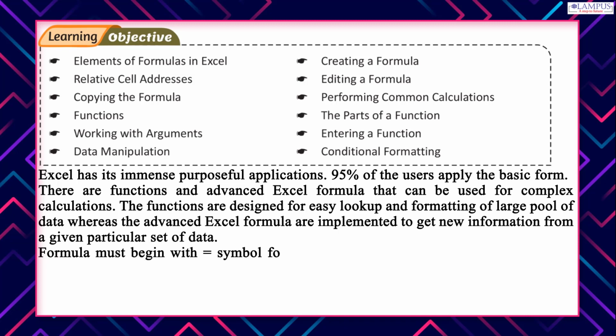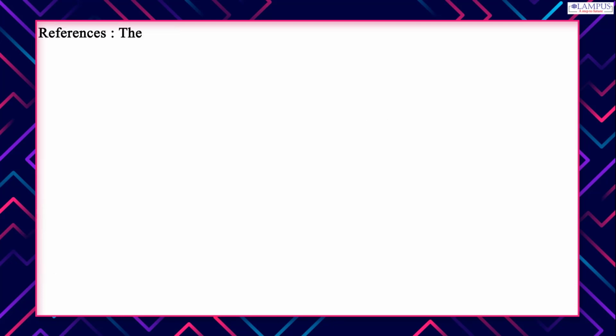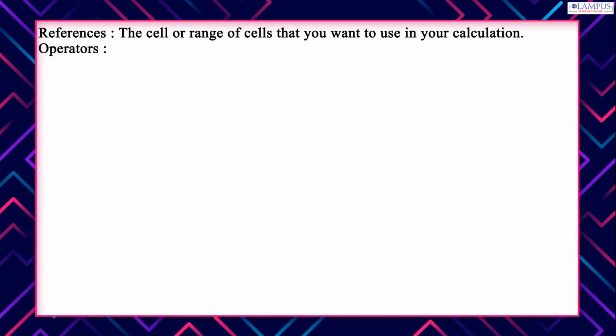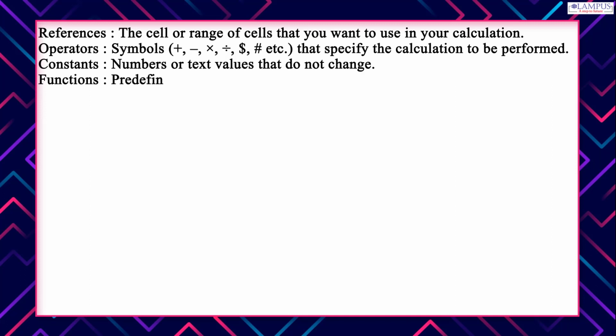A formula must begin with an equal symbol followed by cell references and operators. It may contain any one or more of the following elements. References: the cell or range of cells that you want to use in your calculation. Operators: symbols like plus, minus, multiplication, division, dollar, hashtag, etc. that specify the calculation to be performed. Constants: numbers or text values that do not change. Functions: predefined formulas in Excel.